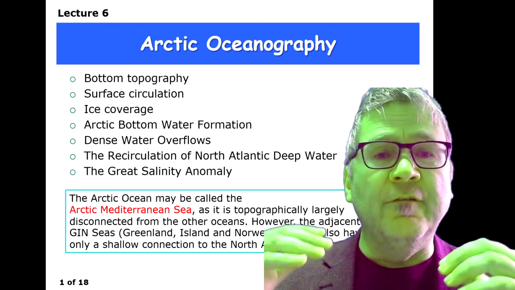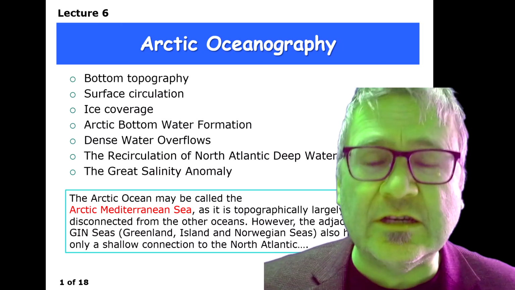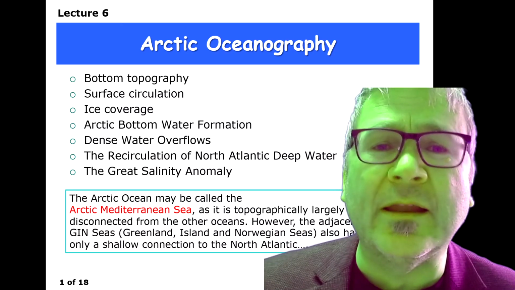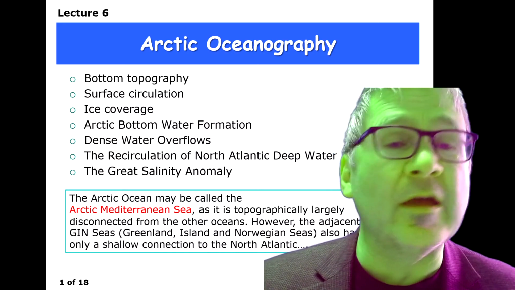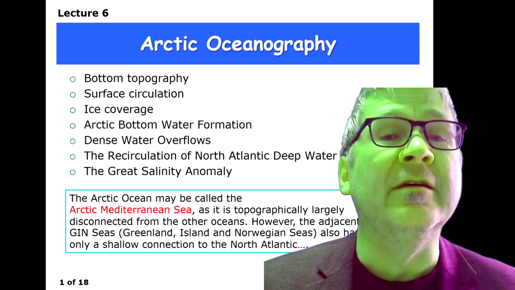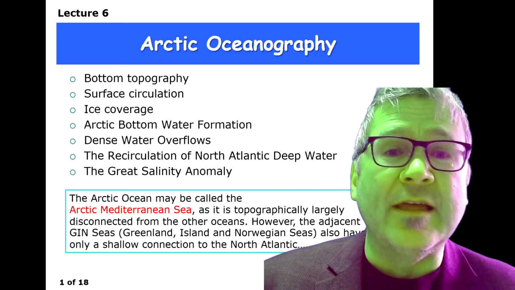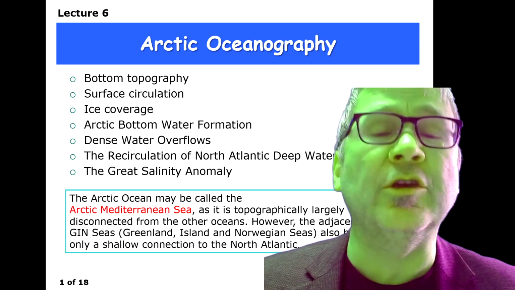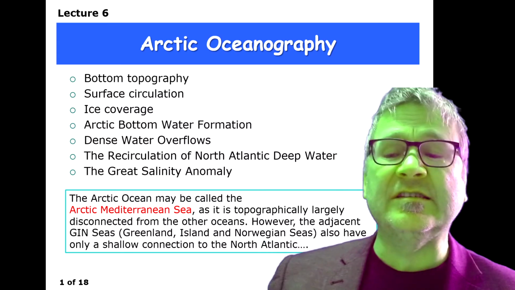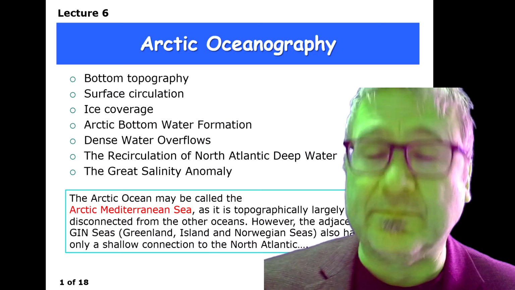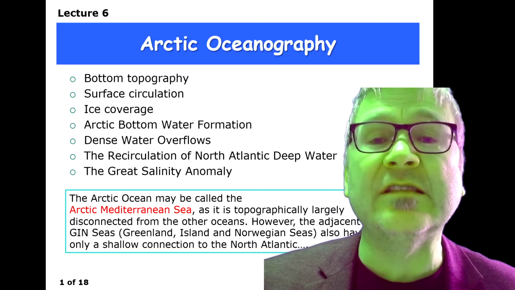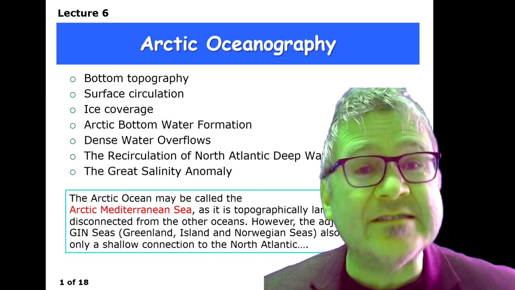And if I say very, very shallow, it's actually, well, not that shallow, but it's less than 1,000-meter water depth in the connections. Okay, and we talk about the Denmark Strait example. That's the main connection to the North Atlantic. So you might actually call the entire system the Arctic GIN Mediterranean Sea. Anyway, but we'll talk about that on the next slides. Okay, so let's get started.